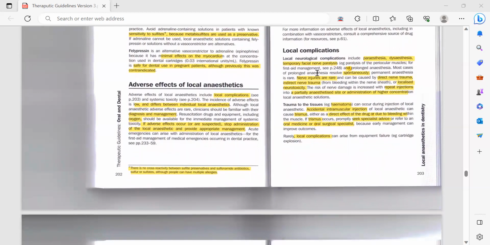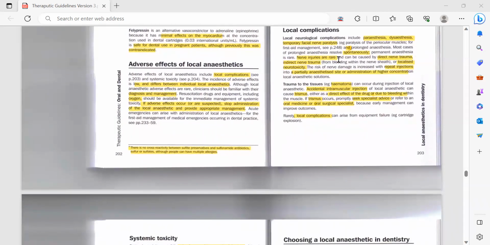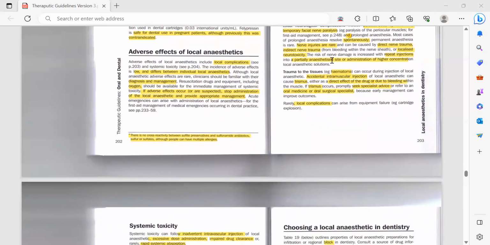Okay, so in most cases of prolonged anesthesia, they would resolve on their own. Permanent anesthesia is very rare. Nerve injuries are rare and can be caused either by direct nerve trauma or by indirect. How can indirect nerve trauma happen? If you have injected into the nerve sheath, the bleeding from the nerve sheath can irritate the nerve. Or localized neurotoxicity. You have injected so much LA in that area, so that could also cause the nerve injury.